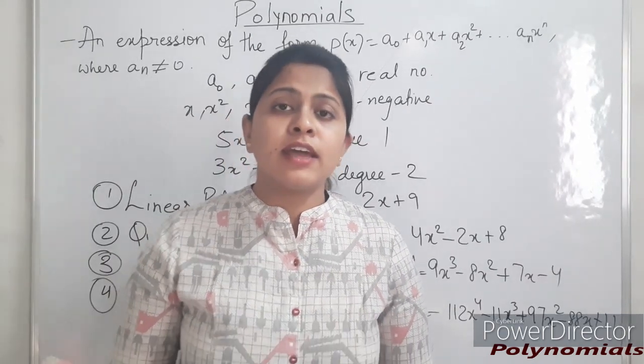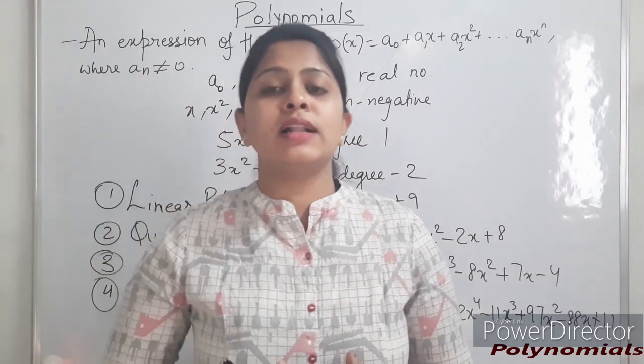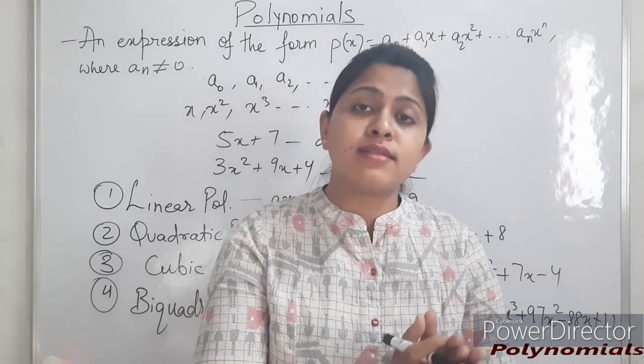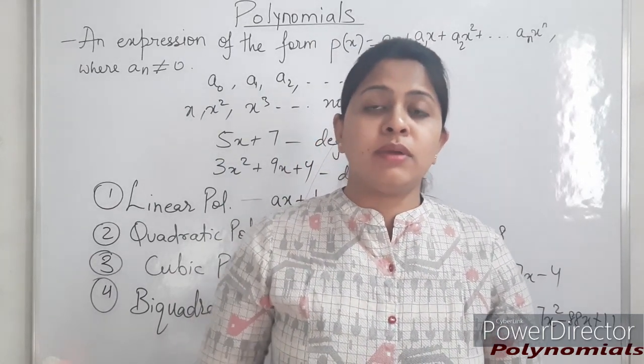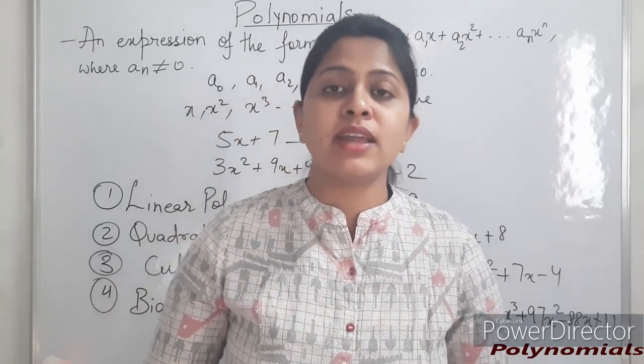If by putting that value in the polynomial we get the result as zero, that value is called a zero of the polynomial. How will it be? We can clarify this definition with the help of an example.